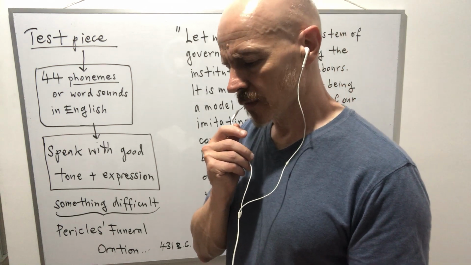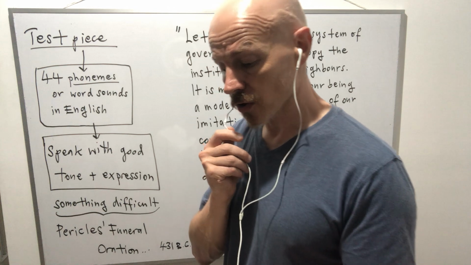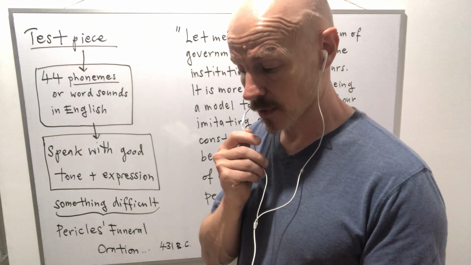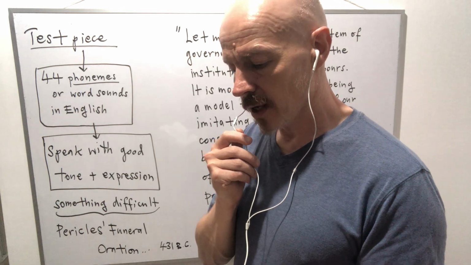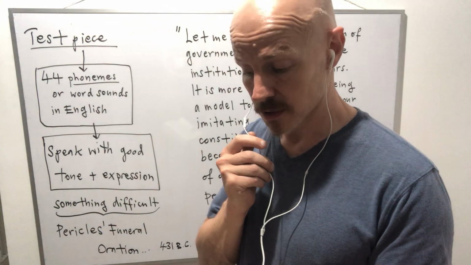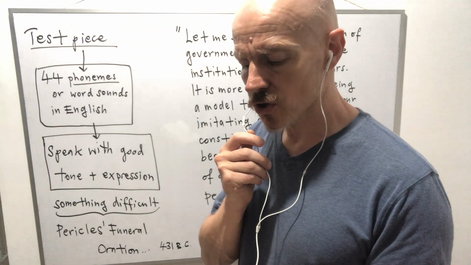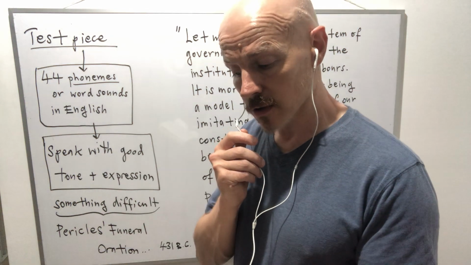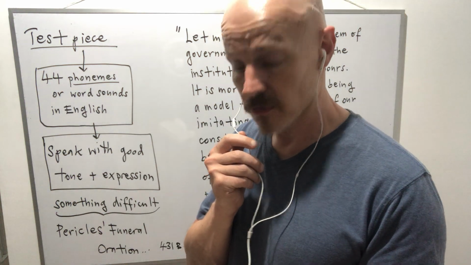Let me say that our system of government does not copy the institutions of our neighbours. It is more the case of our being a model to others than of our imitating anyone else. Our constitution is called a democracy because power is in the hands not of a minority, but of the whole people.